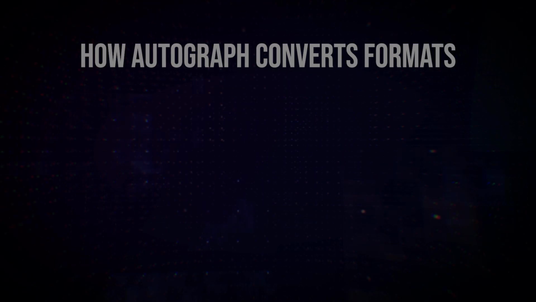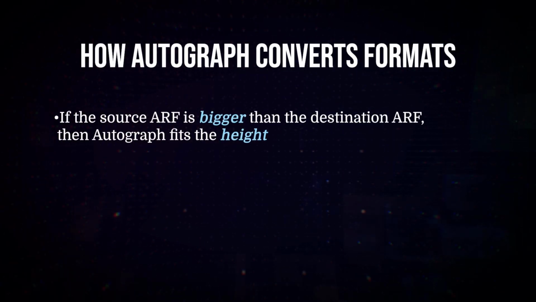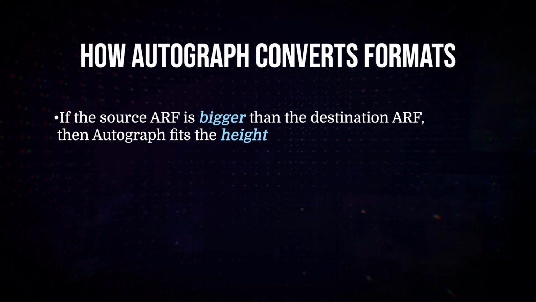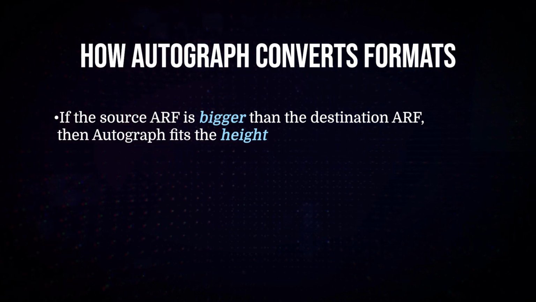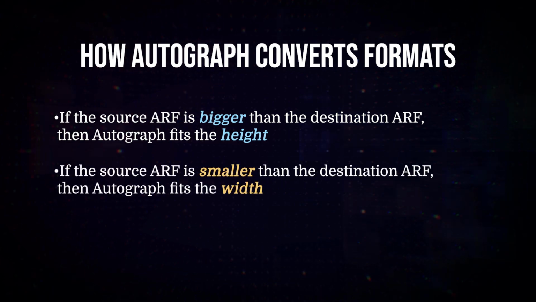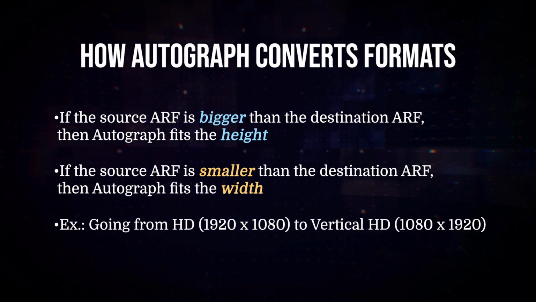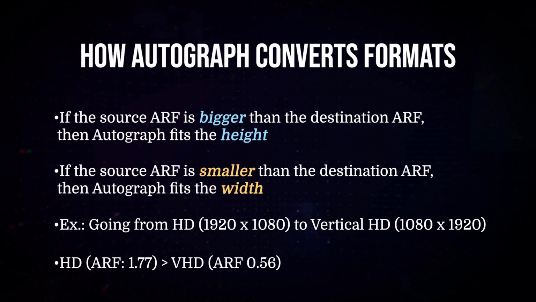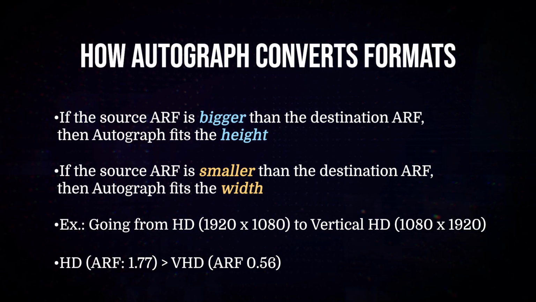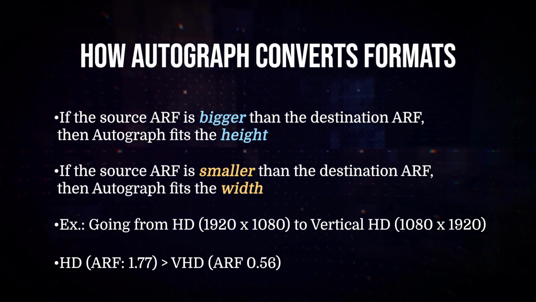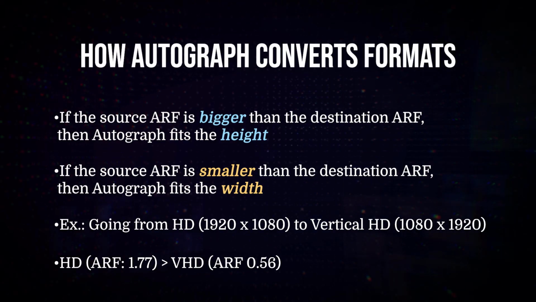So the final bit of math here is that Autograph is going to look at the ARF for the source format and the destination format. If the source ARF is bigger than the destination ARF, then it fits the height. If the source ARF is smaller than the destination ARF, then it fits the width. In the case of going from HD to vertical HD, the source ARF is 1.77 and the destination ARF is only 0.56. The source ARF is bigger, so Autograph will apply this formula and fit the original comp to the height of the destination comp.